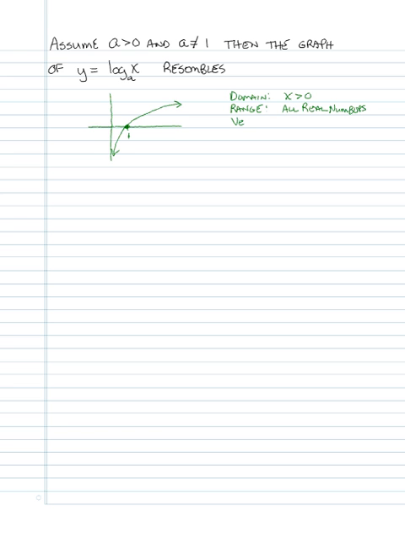And we have a vertical asymptote, which is x equals 0, which is the y-axis, isn't it? Now, using that information, then we can graph using transformations. So let's graph by transformations.